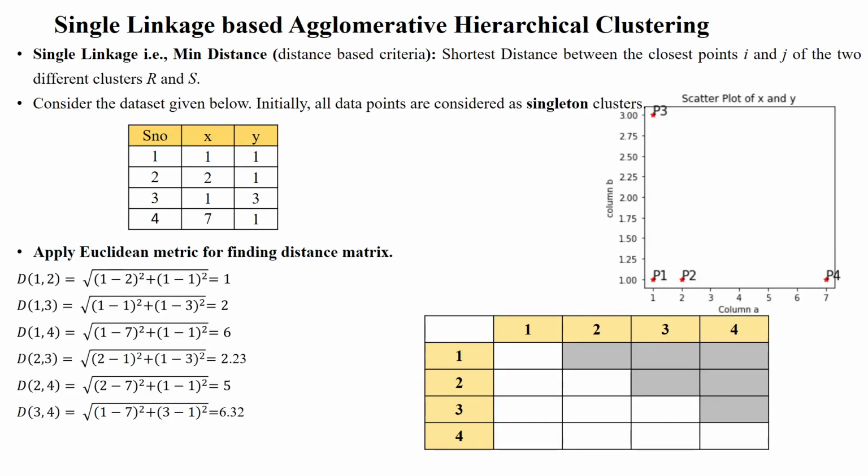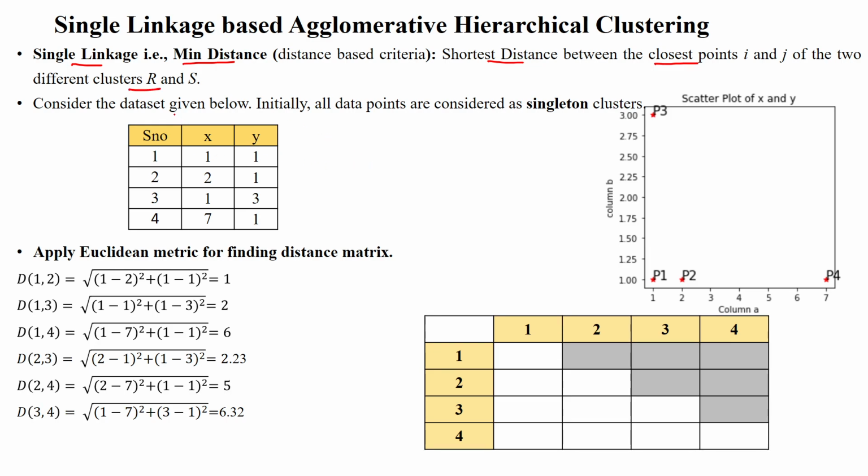Hi, welcome to Agglomerative Hierarchical Clustering. This is based upon minimum distance linkage, or single linkage, based hierarchical clustering, which is used to find the shortest distance between the closest data points i and j of the two different clusters R and S.